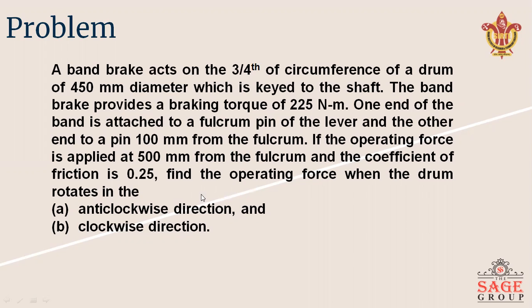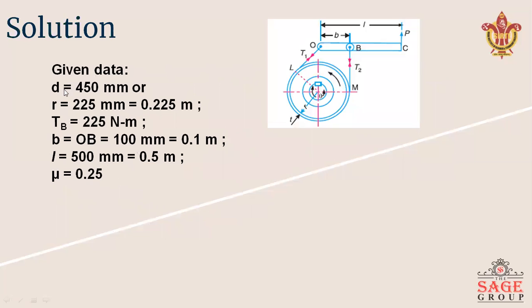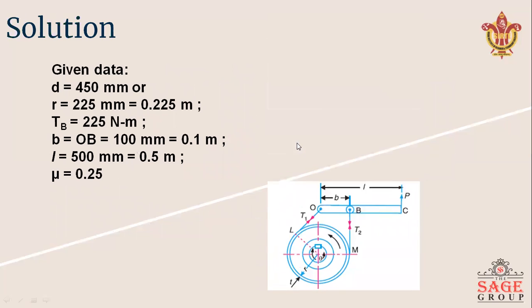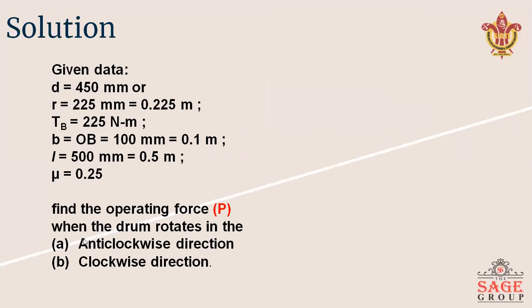Find the operating force when the drum rotates in the clockwise direction and anti-clockwise direction. So this is the solution. The given data: the diameter of the brake drum. This is the drum, and the diameter is given as 450 and all other data is also given. That means L is equal to 500, B is equal to 100. So we have to calculate the operating force P when the drum rotates in anti-clockwise direction and clockwise direction.